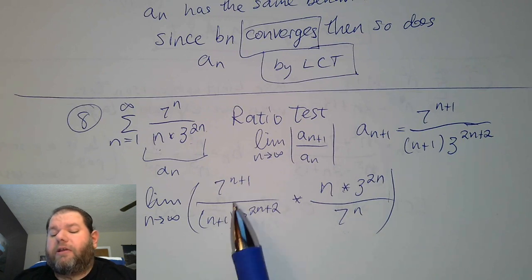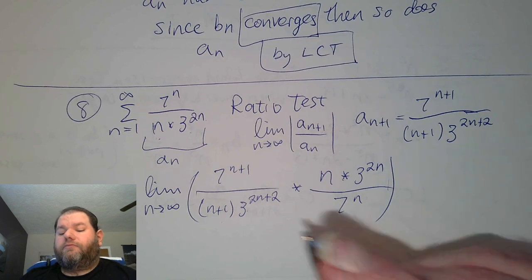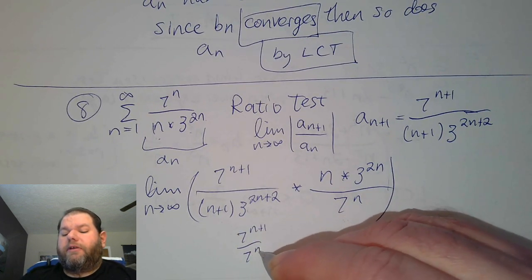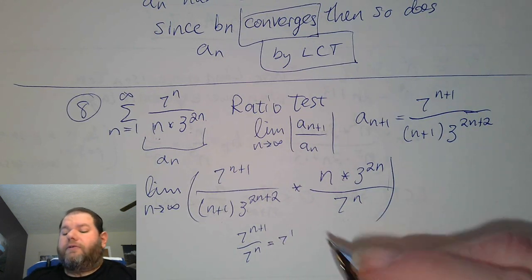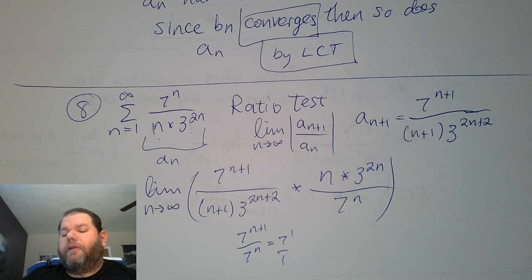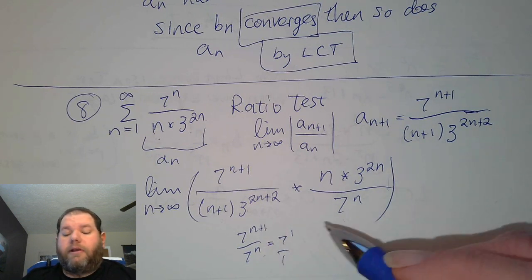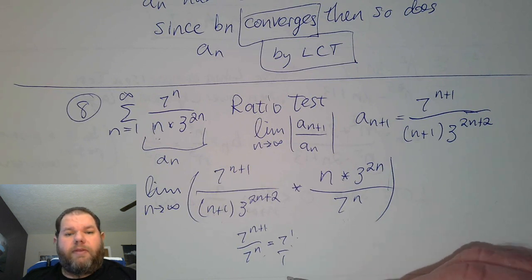Again, when we do 7 to the n plus 1 over 7 to the n, that just leaves us 7 to the first over 1. Basically, we have one more 7 on top than we have on bottom, and that's the end result. One more 7 on top than there is on bottom.